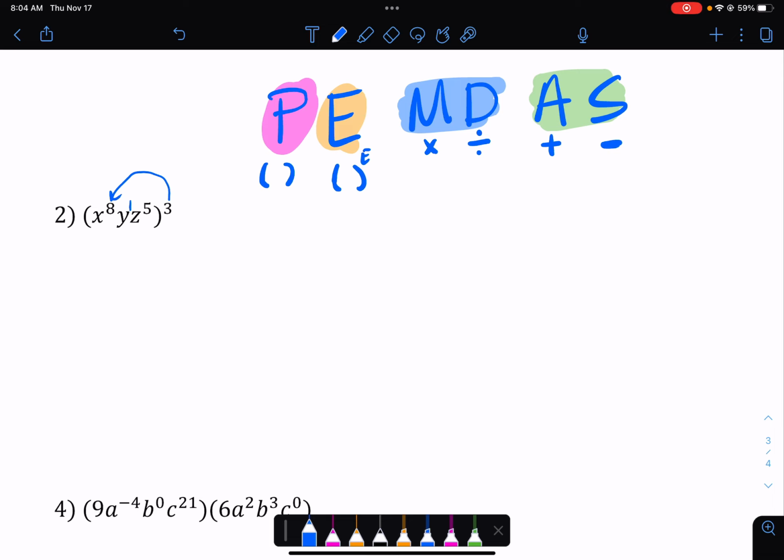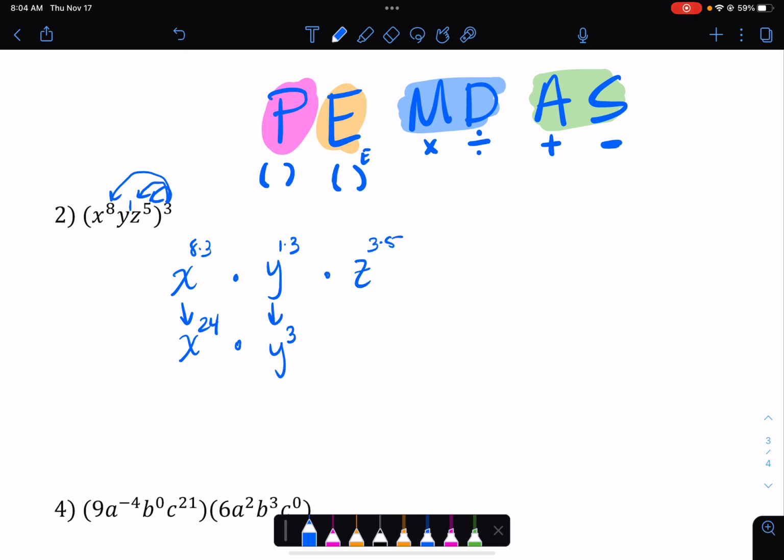So this is now going to become x to the, what is 8 times 3? 24. So this actually becomes x to the 24th power. Bam. And then we have 3 times 1, so that's really 1 times 3. What does that become? That becomes y to the power of 3. Then this is 3 times 5. What is that going to become? z to the power of 15.